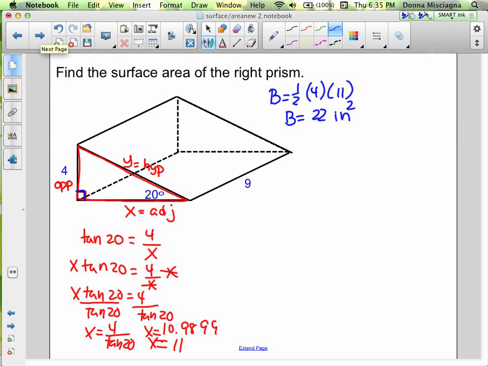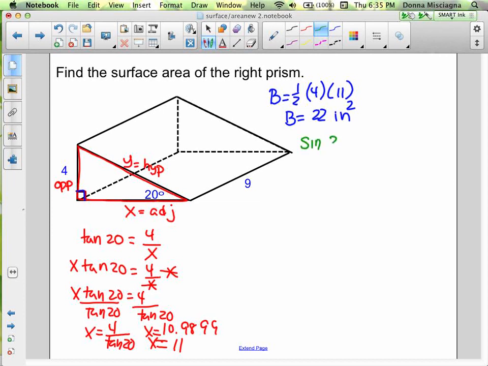Now we need the perimeter, which means we need to know the other missing side. And by the way, do not use the adjacent side, because I rounded it. That's why you can't use the Pythagorean theorem. That's a rounded value. You need to use the exact values. 20 degrees is exact. 4 is exact. Don't use a rounded value again, otherwise you introduce rounding error.